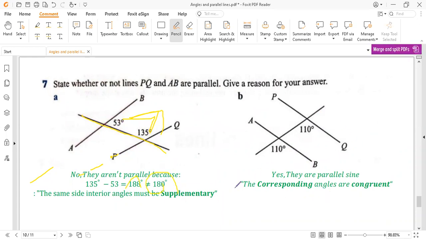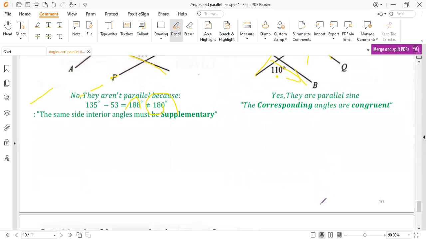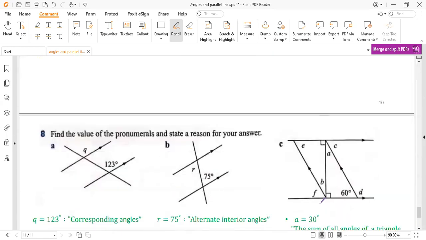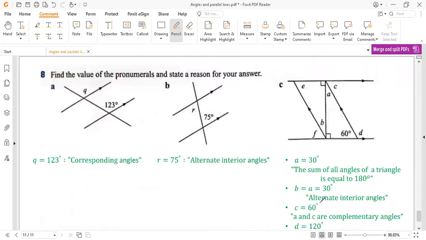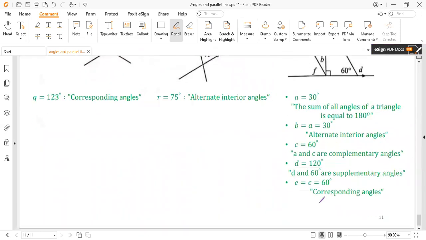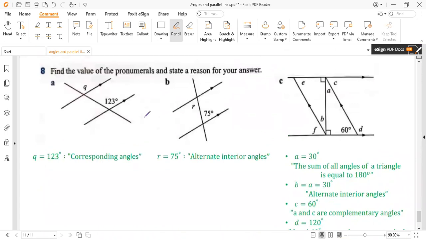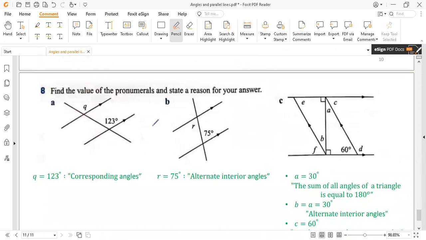And here, normally we have 110 degrees, we have a letter F. So this line is parallel to this line. So PQ is parallel to AB, with the reason that the corresponding angles are congruent, and so on. So you can complete the following and the remaining exercises by yourself.